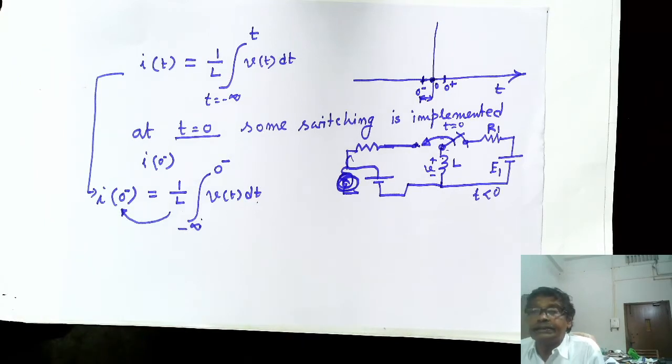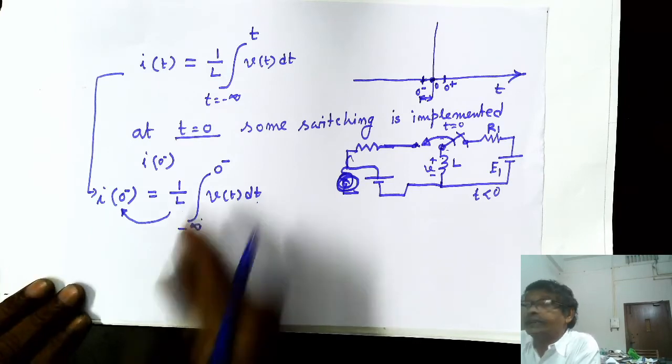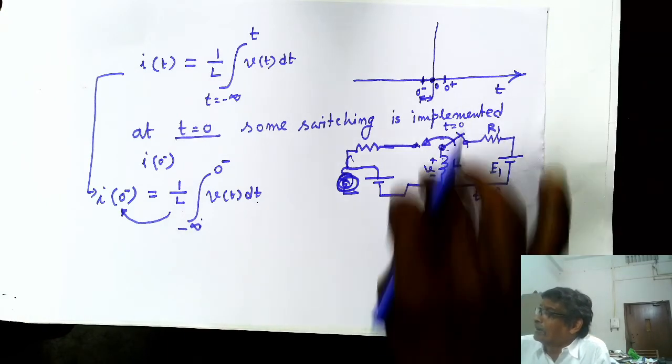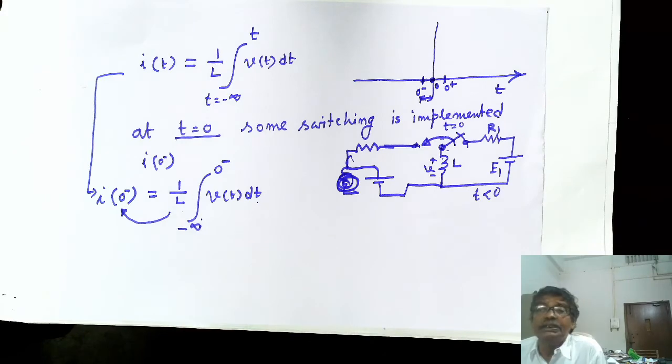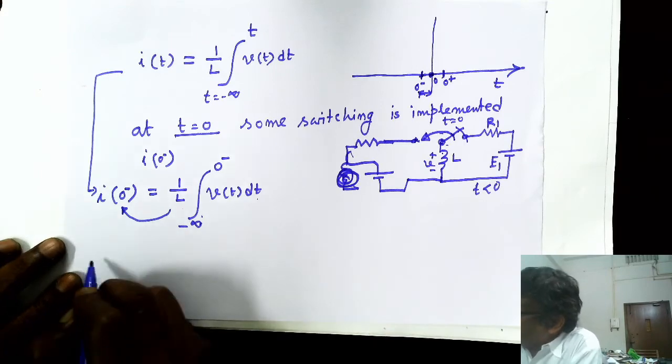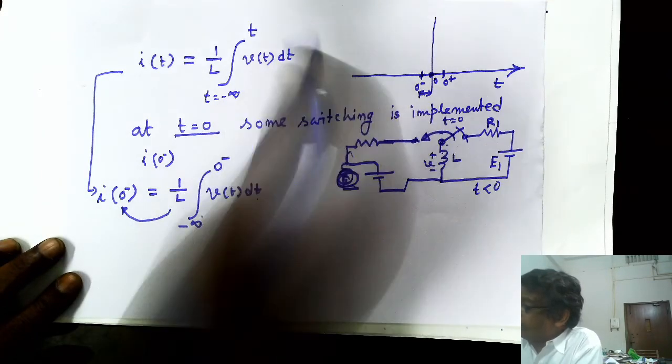Whatever current existed just prior to carrying out that switching, immediately before that, that is i(0 minus), and that is this big thing, the integral from minus infinity to 0 minus of v(t) dt. Think in that way: whatever voltage earlier you have applied across the inductor, this will be the thing. Understood? And obviously, this is the thing.